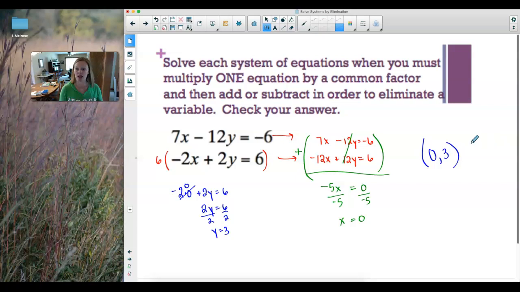Okay, so we have that nice solution, and it should work in the second equation. So let's try it. If x is 0 and y is 3, that's 0. Ooh, that does not work. What did I do wrong? Do you guys see my mistake?